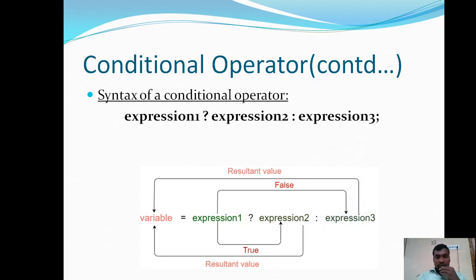Now here is the syntax of this conditional operator: expression 1 question mark, expression 2 colon, expression 3. Here expression 1, expression 2 and expression 3 are the operands, and the question mark and colon are the operators. So we call this a ternary operator.